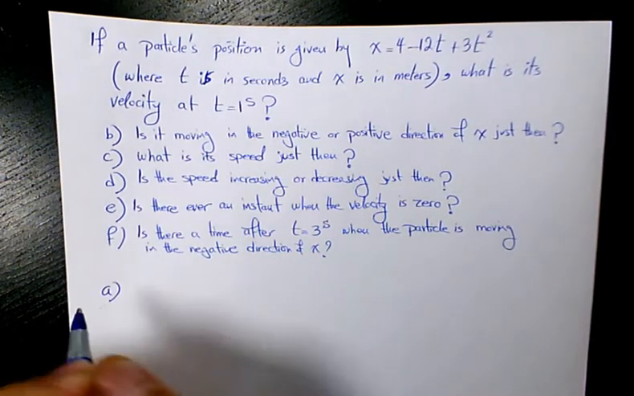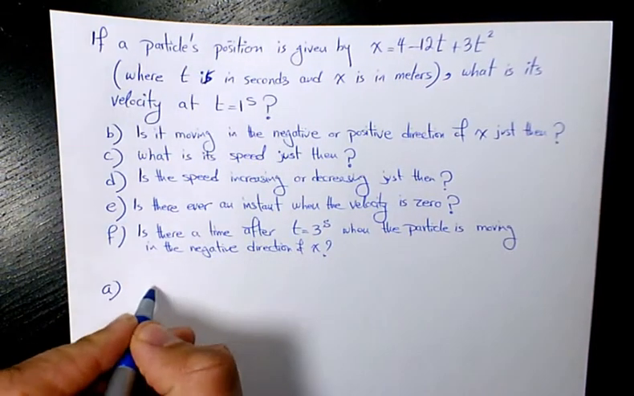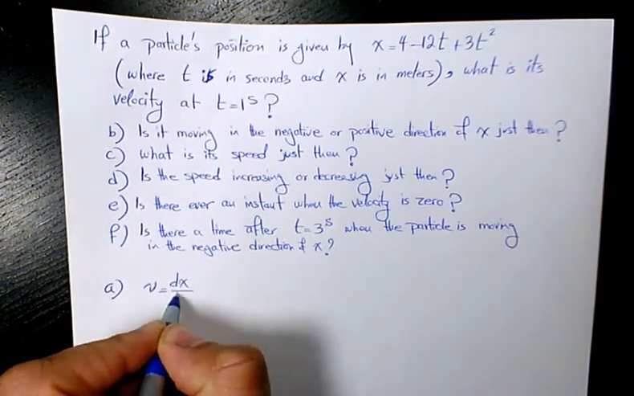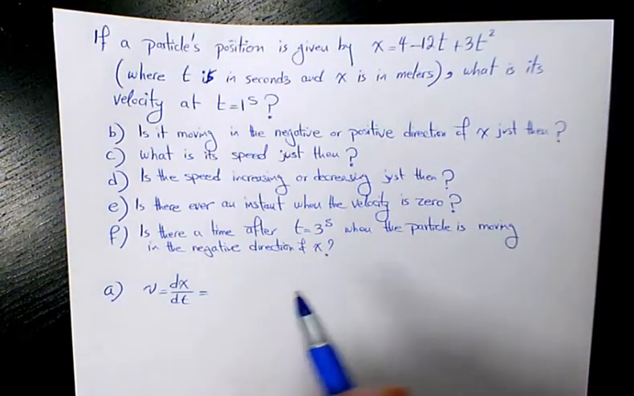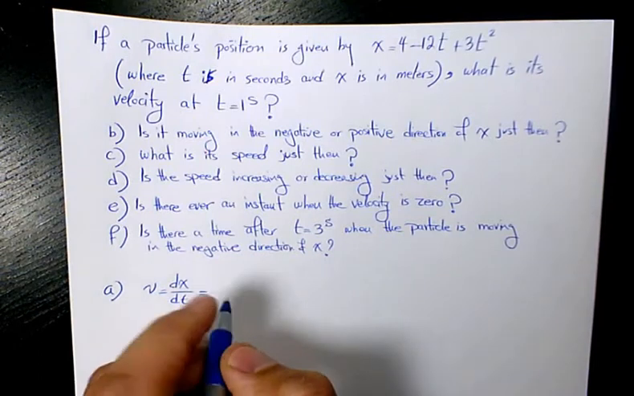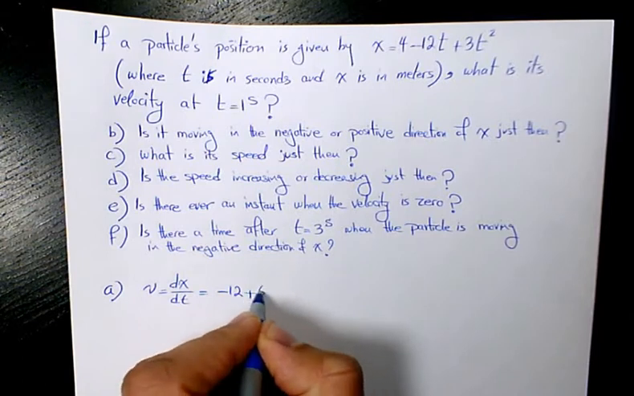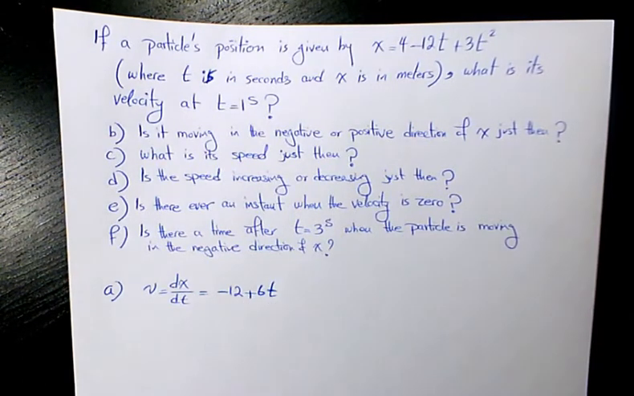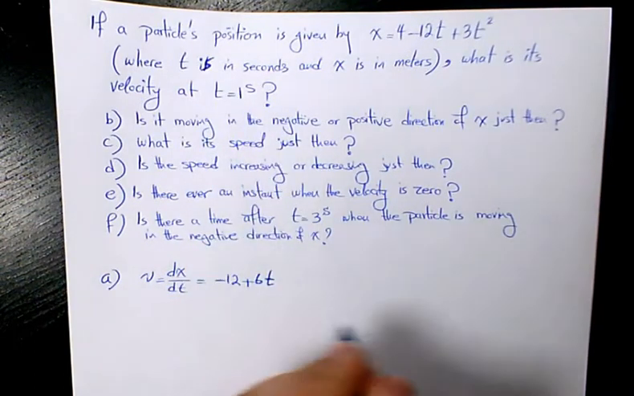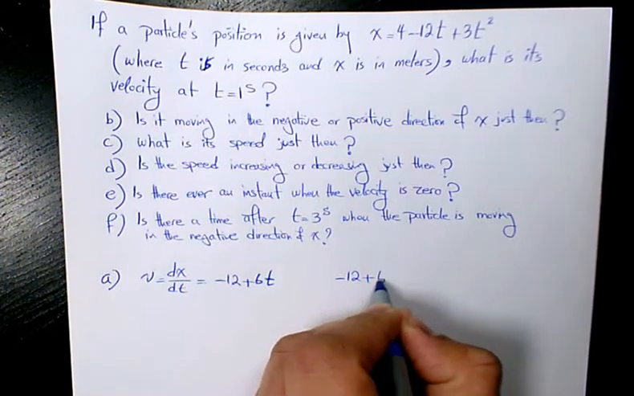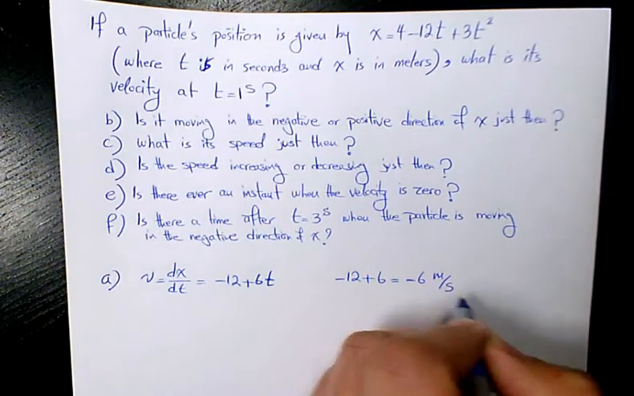Here the position is given, so we know velocity is going to be the first derivative of x with respect to t. So we need to find the derivative of this. 4 is going to be 0, negative 12t is going to be negative 12, and 3t squared is going to be 6t. That's the first derivative. And it says time equals 1, so we substitute 1 in here. It's going to be negative 12 plus 6, which is negative 6 meters per second.